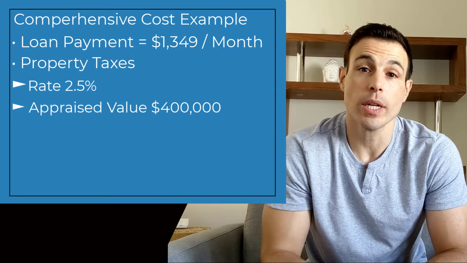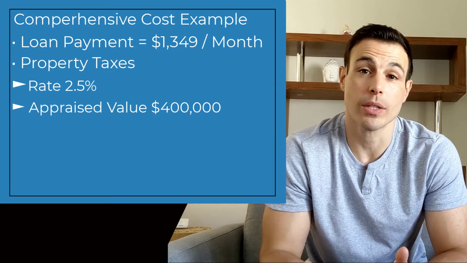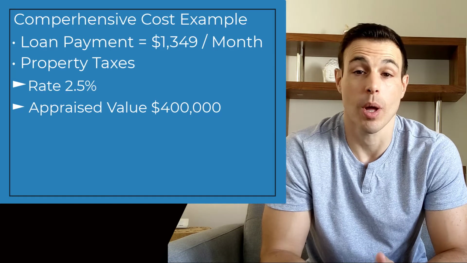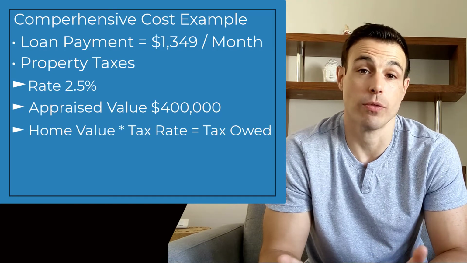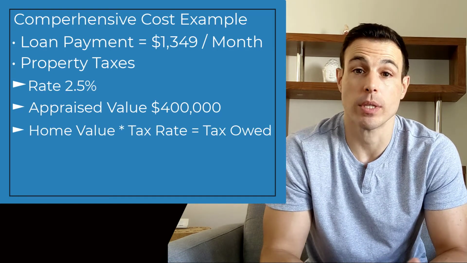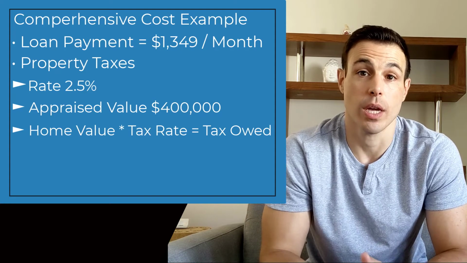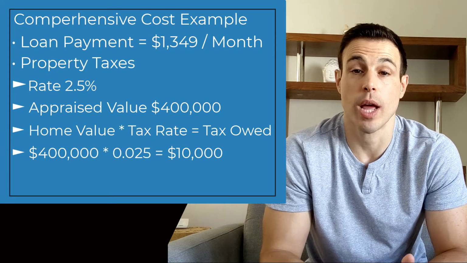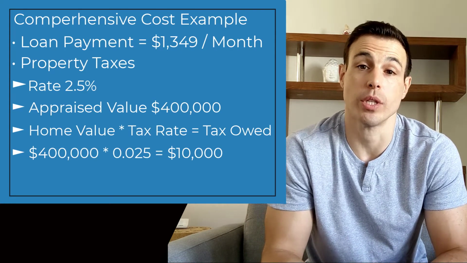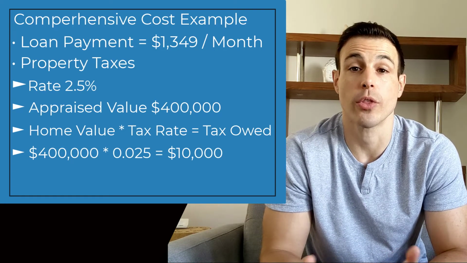The formula and calculations for property taxes are pretty straightforward. You're simply going to multiply the house value times the property tax rate. So in this case, it's $400,000 times 2.5%, which is $10,000 a year or $833 a month.